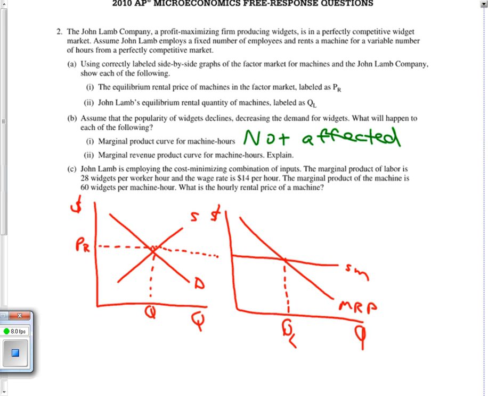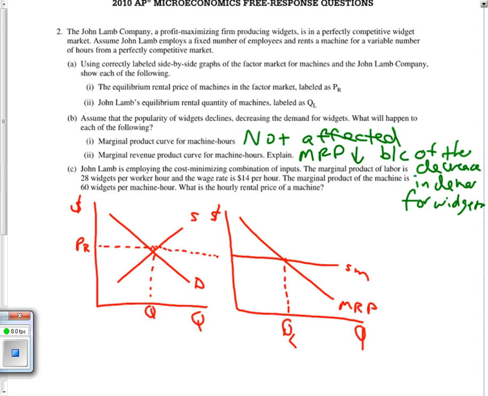However, in part two, it says marginal revenue product curve for machine hours, and explain. Well, MRP would fall, would decrease because of the decrease in demand, and we know that demand is also MRP or VMP. So marginal revenue product would fall because of the decrease in demand for widgets, which would also decrease the MRP of the machines. So that answers part B, letter 2.